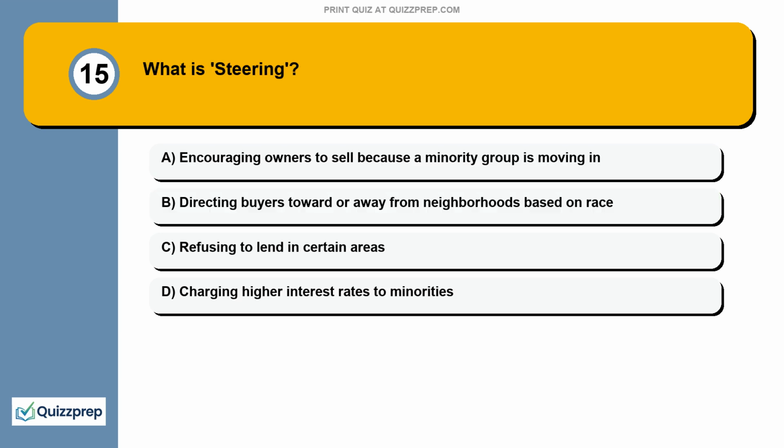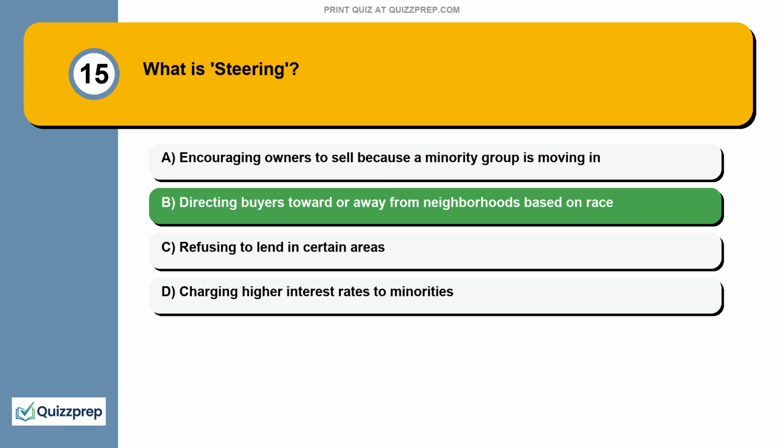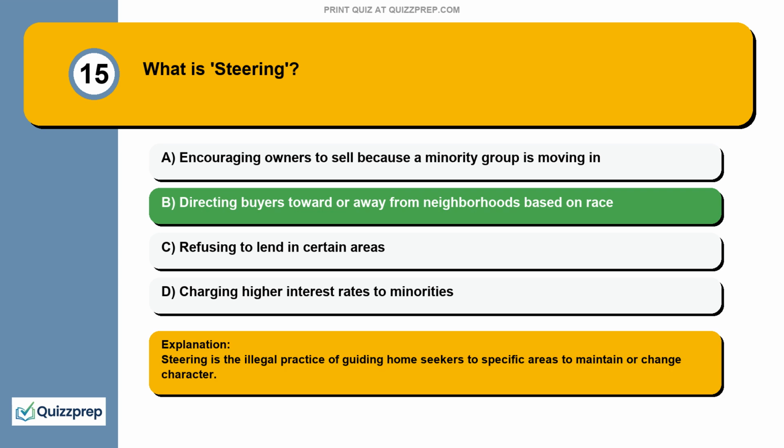Question 15. What is steering? Encouraging owners to sell because a minority group is moving in. Directing buyers toward or away from neighborhoods based on race. Refusing to lend in certain areas. Charging higher interest rates to minorities. Steering is the illegal practice of guiding home seekers to specific areas to maintain or change character.